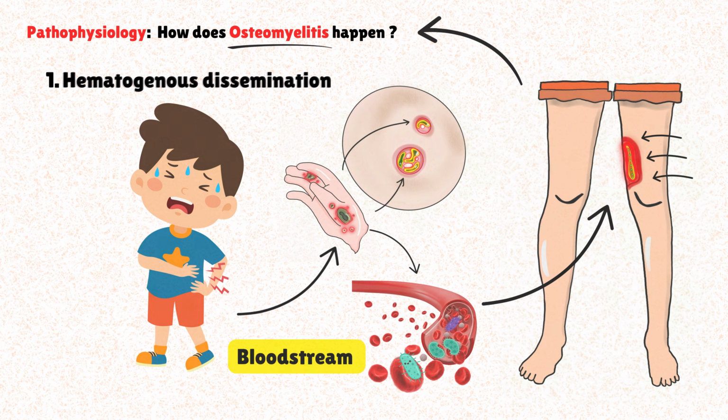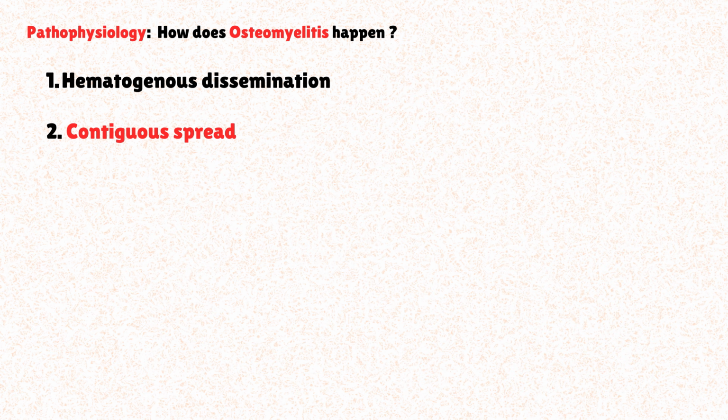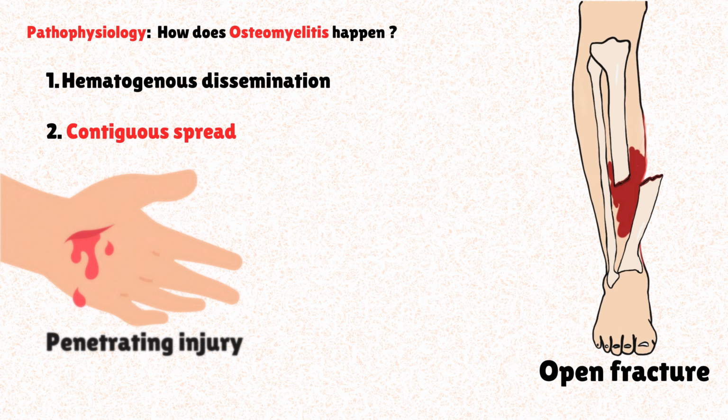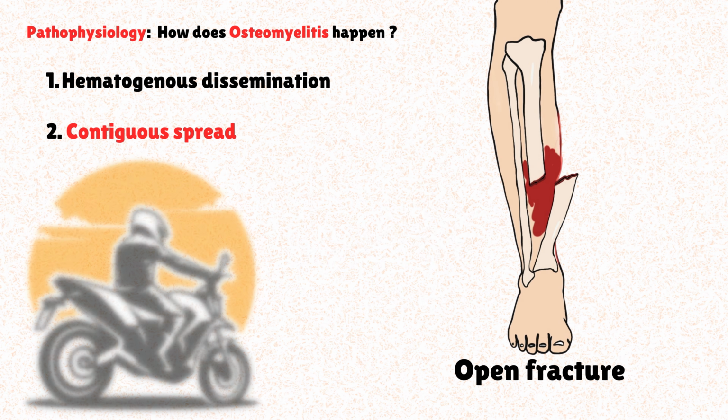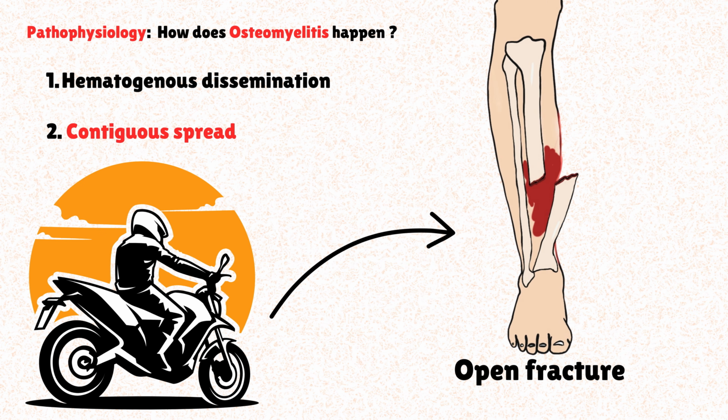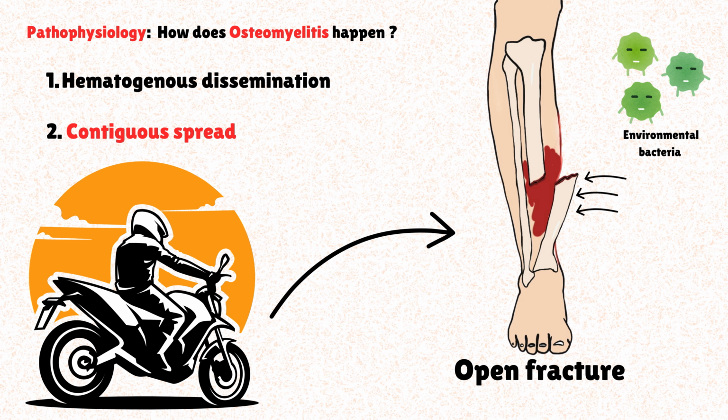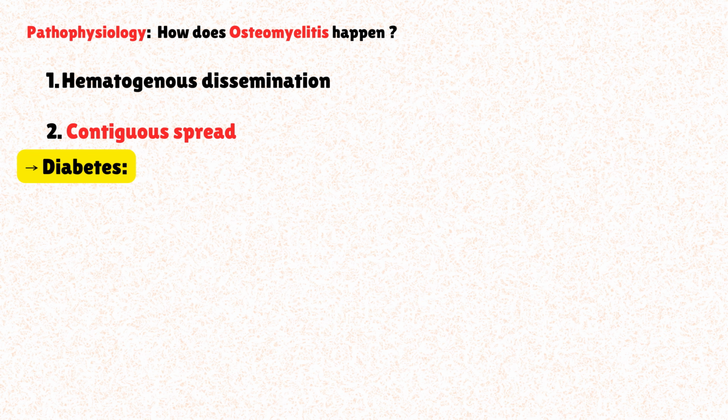Sometimes, though, the infection comes from contiguous spread. This means direct contact, like from an open fracture, a penetrating injury, or even during surgery where microbes get straight into the bone. Think about a motorcyclist who sustains an open tibia fracture in a road traffic accident. Even after they clean it up, environmental bacteria from the crash scene could directly contaminate that exposed bone, leading to osteomyelitis right where the break is. Diabetes is another way of contiguous spread.